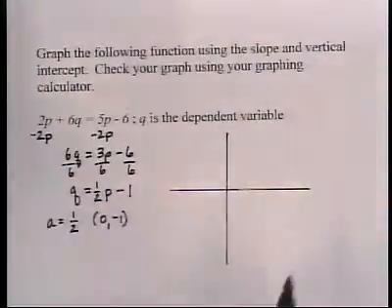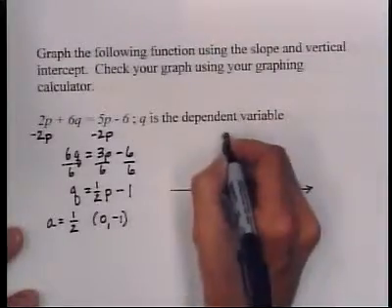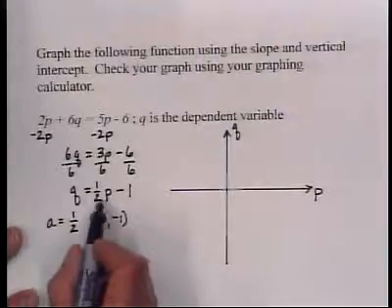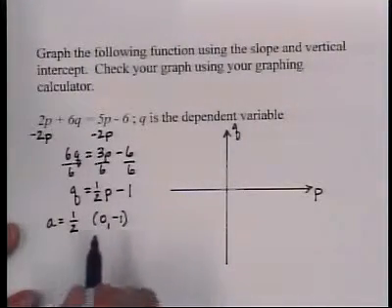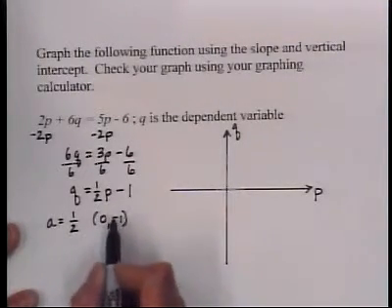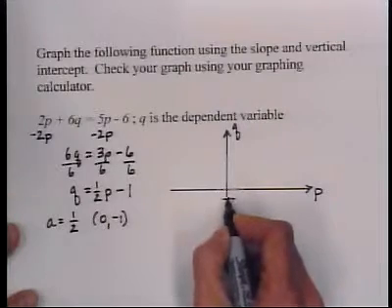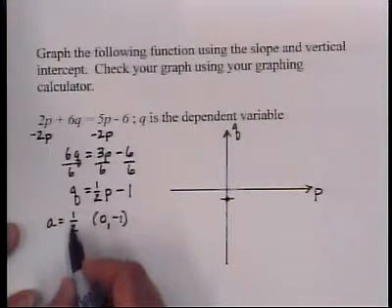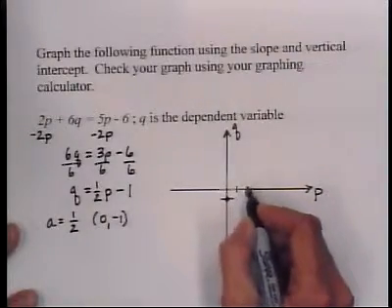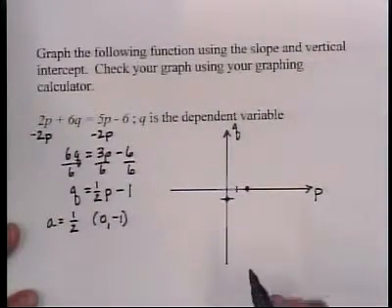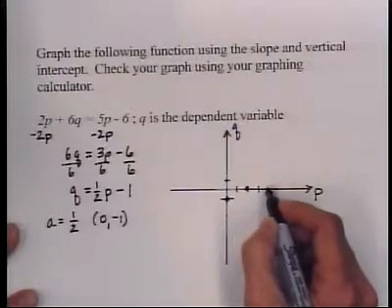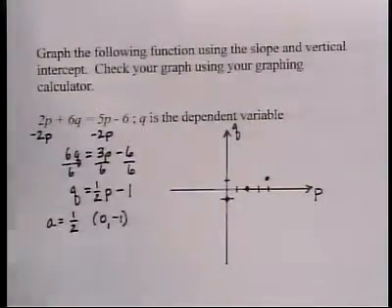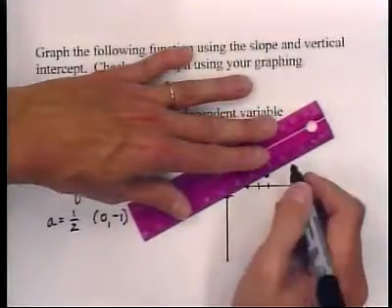And this time I'll label my axes P and Q to correspond to the variables in my equation. Start by locating the vertical intercept at negative 1 on the Q axis, and then from there count up 1, to the right 2 to locate another point on the line. Then you might want to go another up 1, to the right 2, and let's connect those dots with a line.